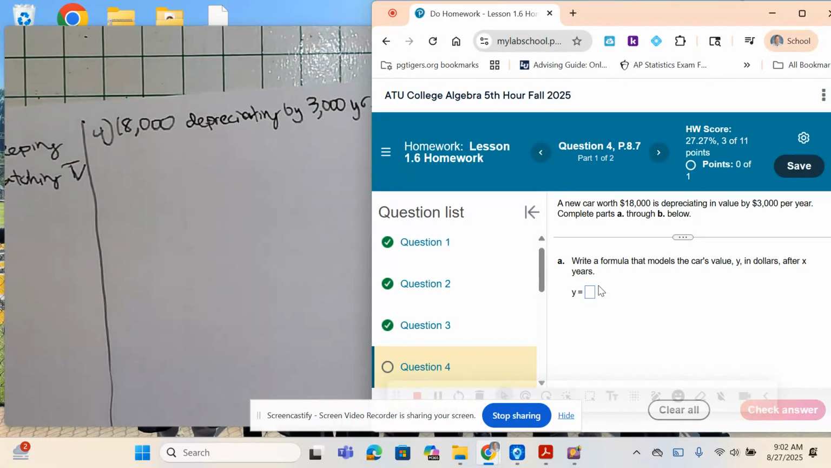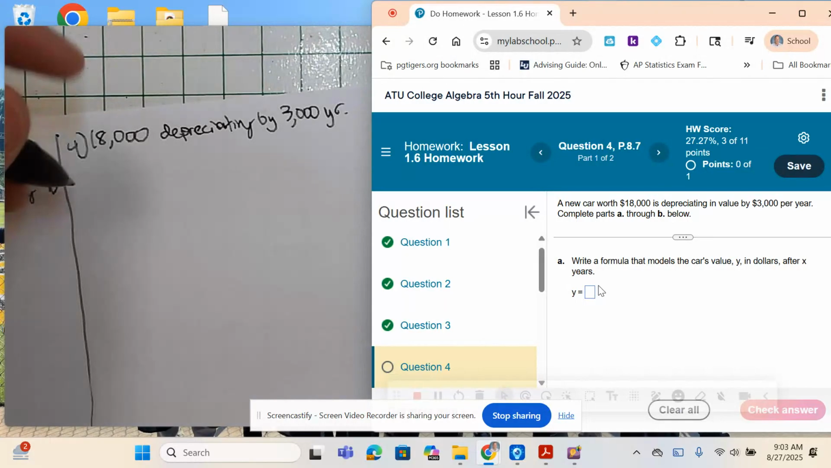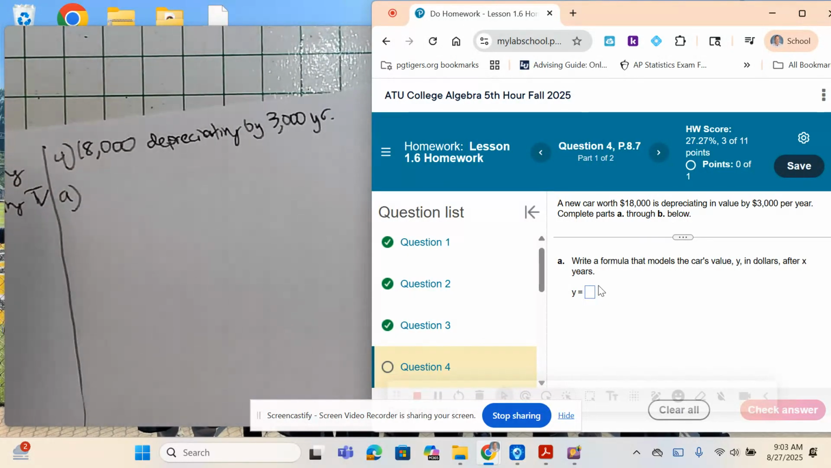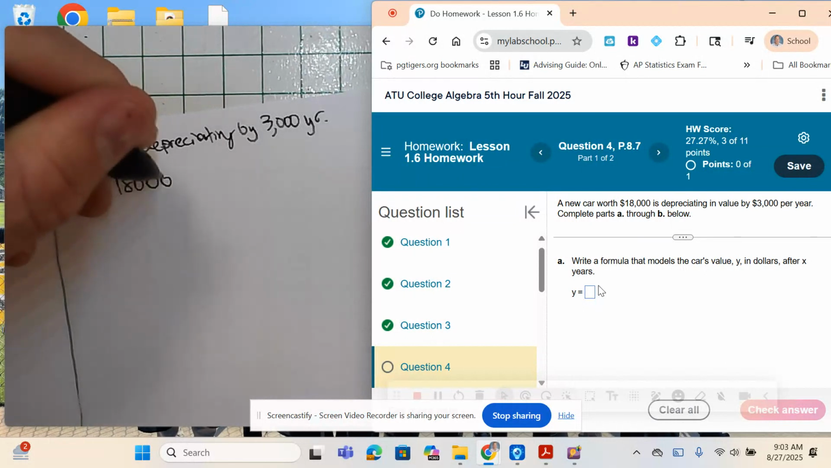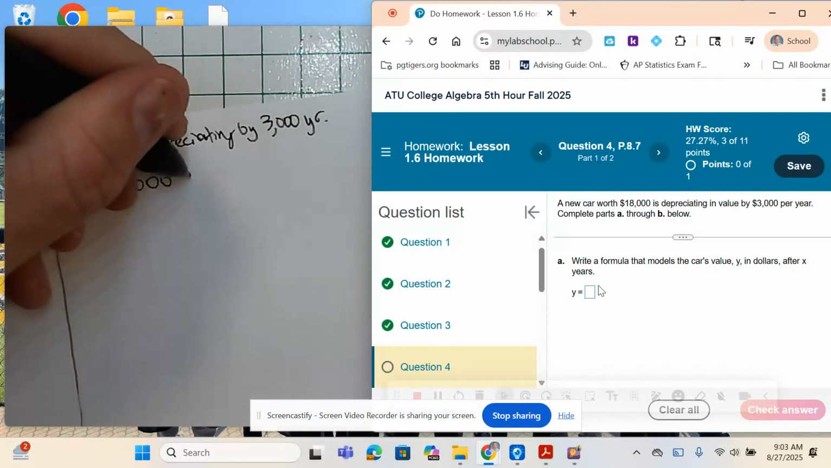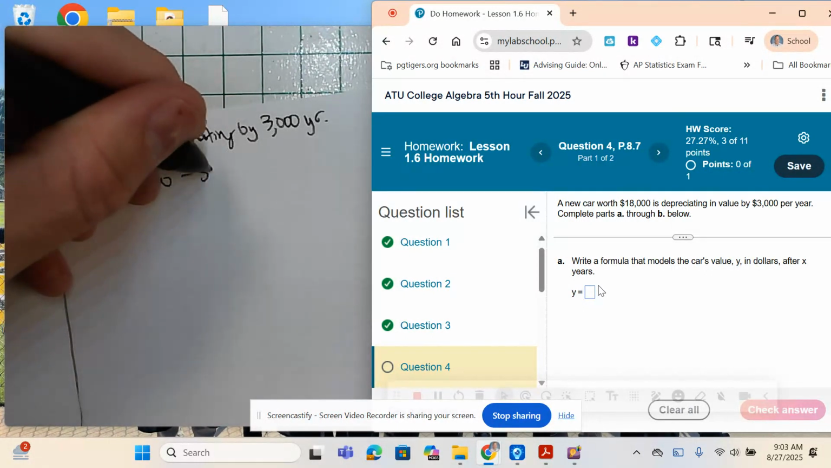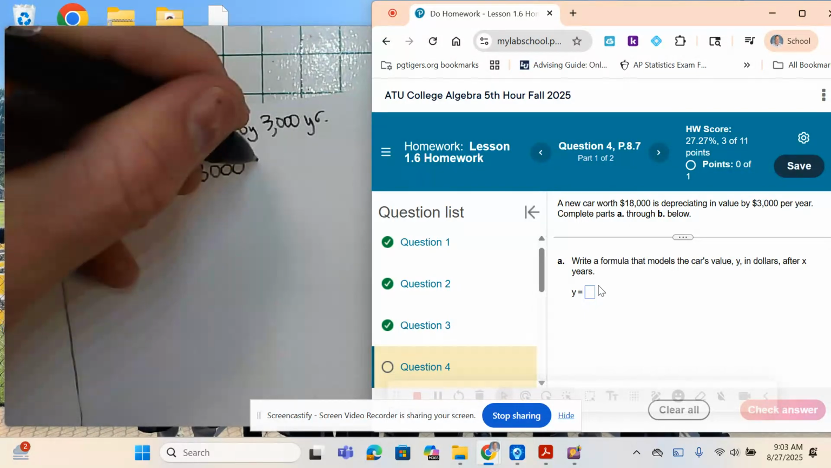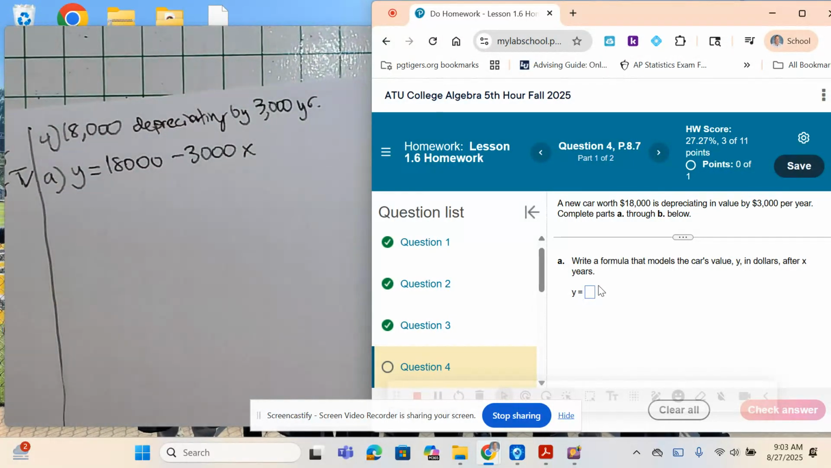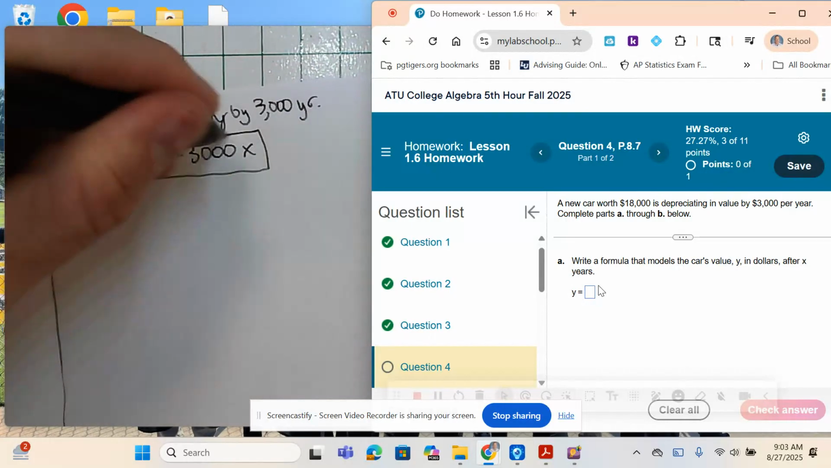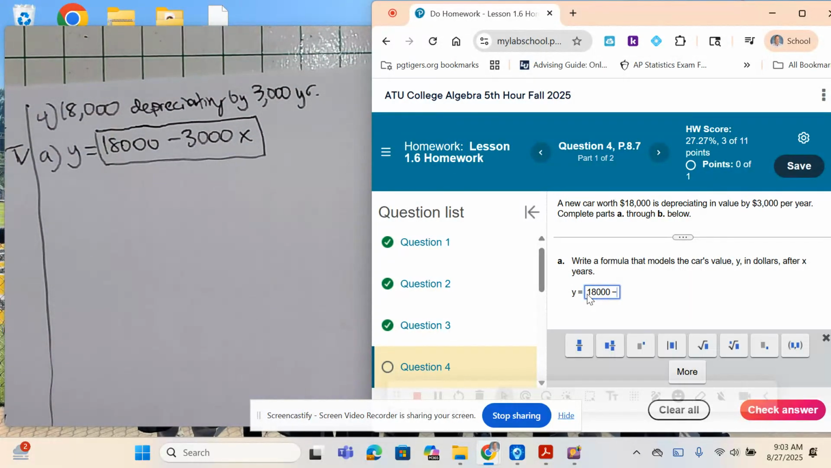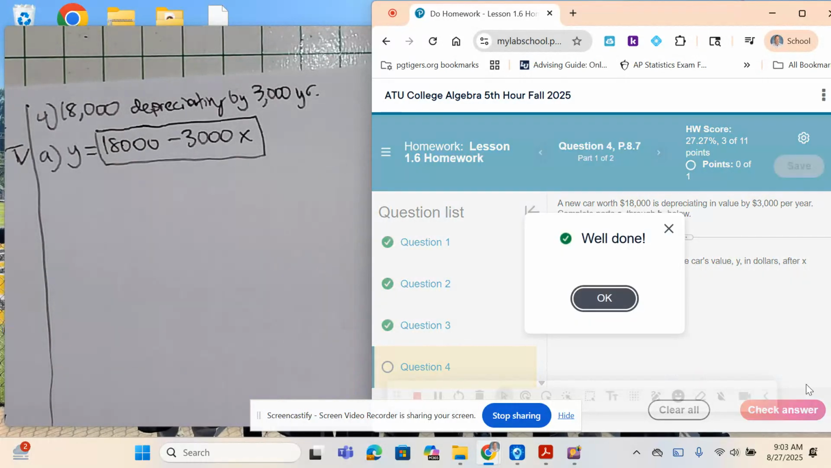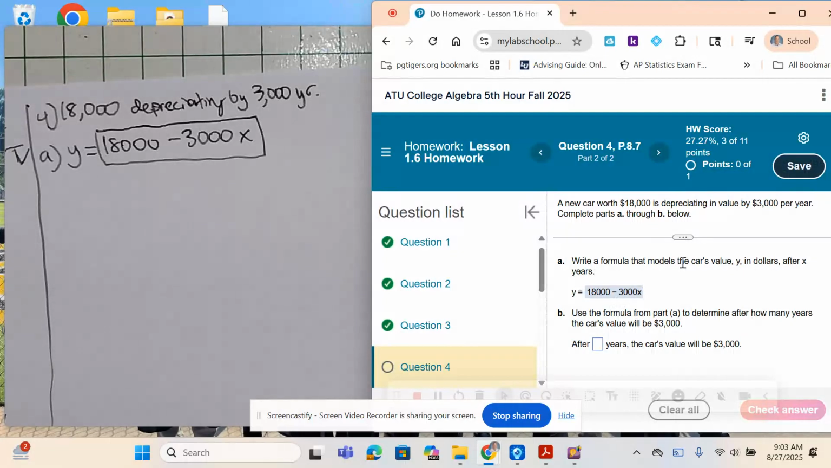Write a formula for the car's value Y after X years. So what's the formula here? I think you'll get this one. So Y would be, it starts out at what? 18,000, and what's happening each year? You're losing, which cars don't follow a linear pattern, but 3,000x. So 18,000 minus 3,000x. Well done.